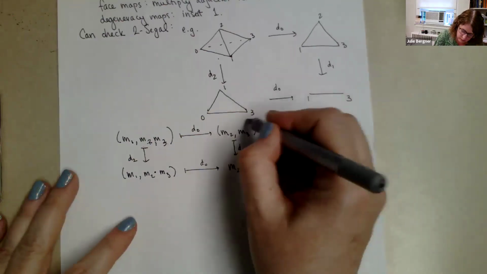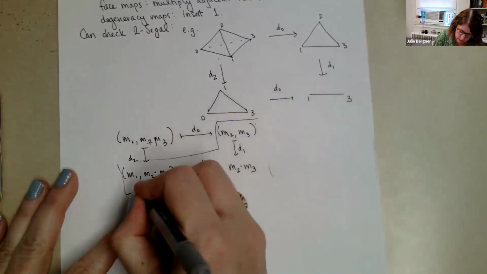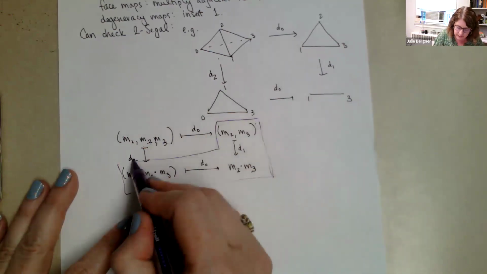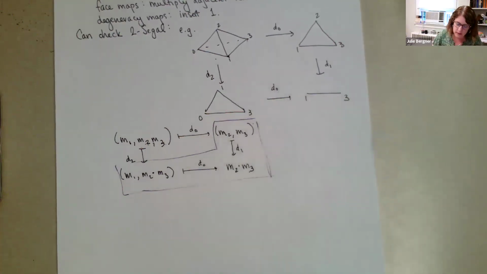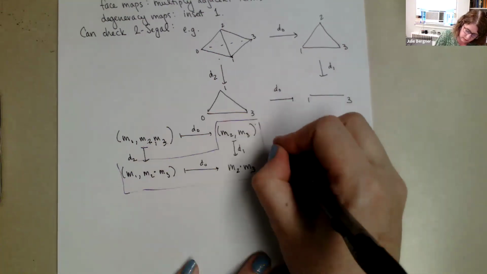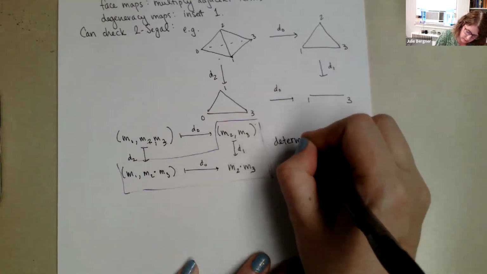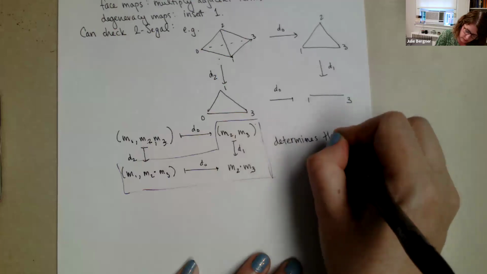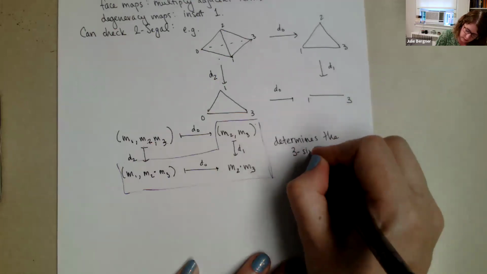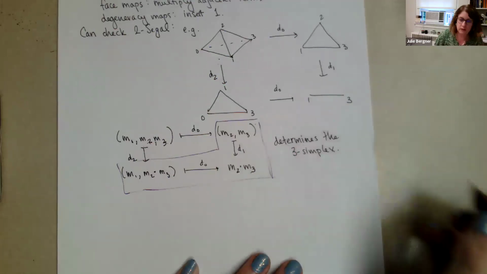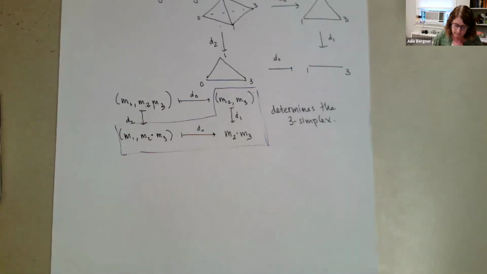Knowing that they have to be these maps, just this bit here is going to determine the 3 simplex. And so that's the idea behind checking the 2 Segal condition.